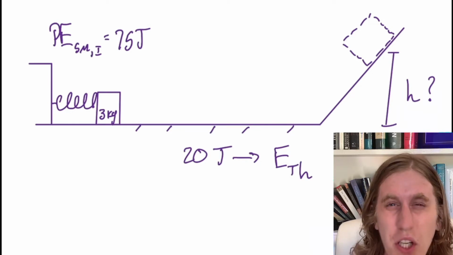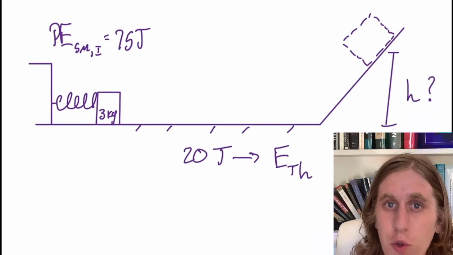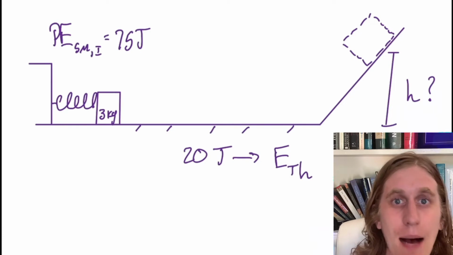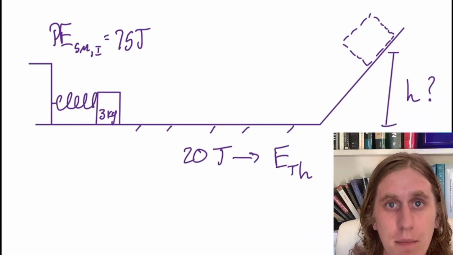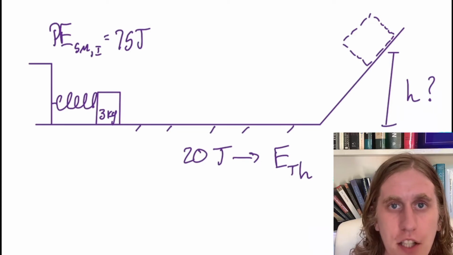Now, we could use energy interaction in order to solve this problem, but it would be a little bit tricky because we don't know anything about any of the indicators in the system. So instead, let's just use our new model of conservation of energy.